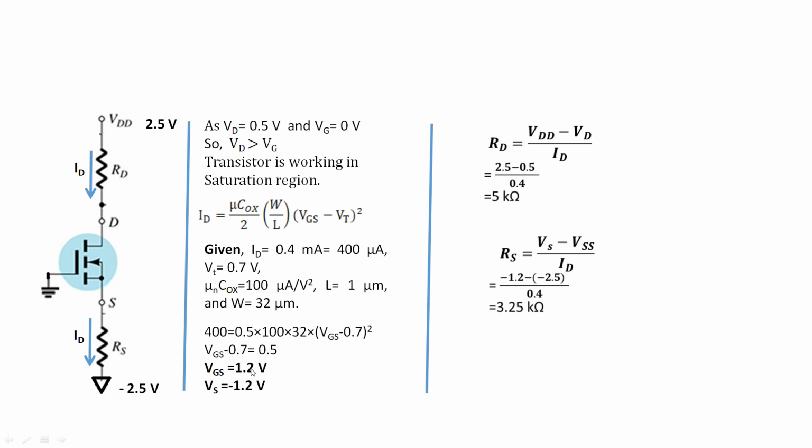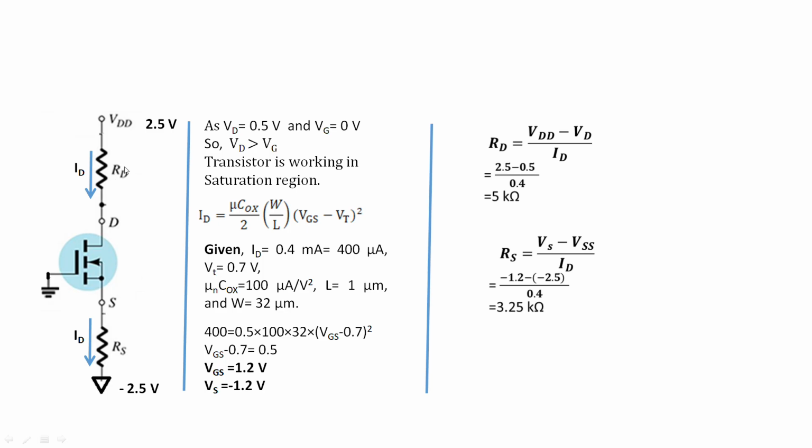After finding VGS, we can find Vs because VGS is Vg minus Vs. Vg is 0. So Vs will become minus 1.2 volt. After finding Vs, we can find the Rs value. Let's first find the RD value.